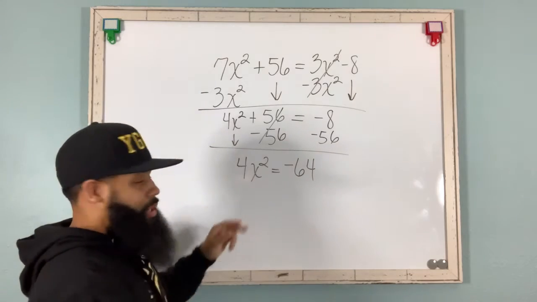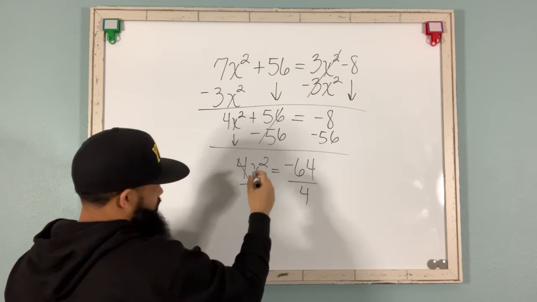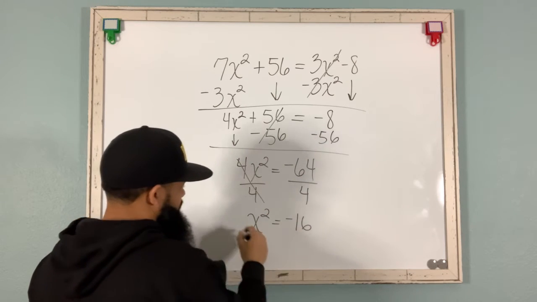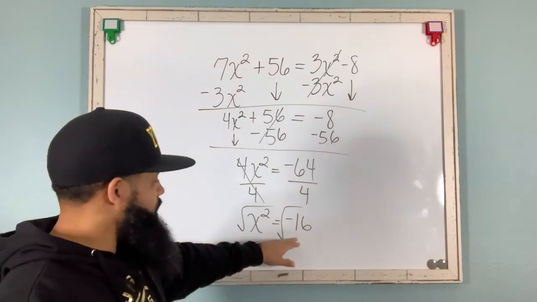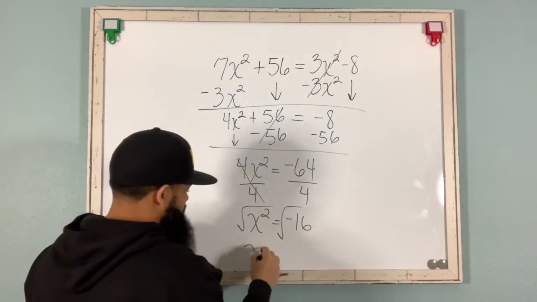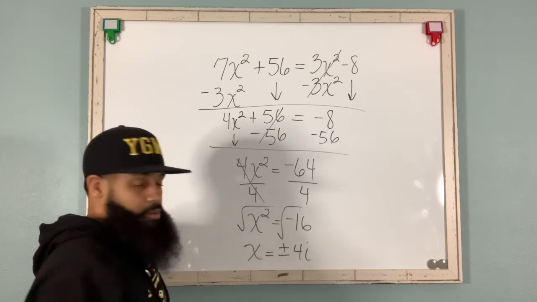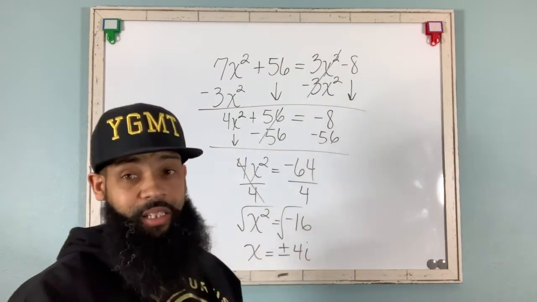Get the x squared by itself, so let's get rid of this coefficient of 4. We know 4 divided by 4 is 1. We're left with x squared equals negative 16. That is going to be imaginary, but this 16 is a perfect square number. So we get actually x equals plus or minus 4i. All right. Have to keep the positive side and the negative side in these cases.